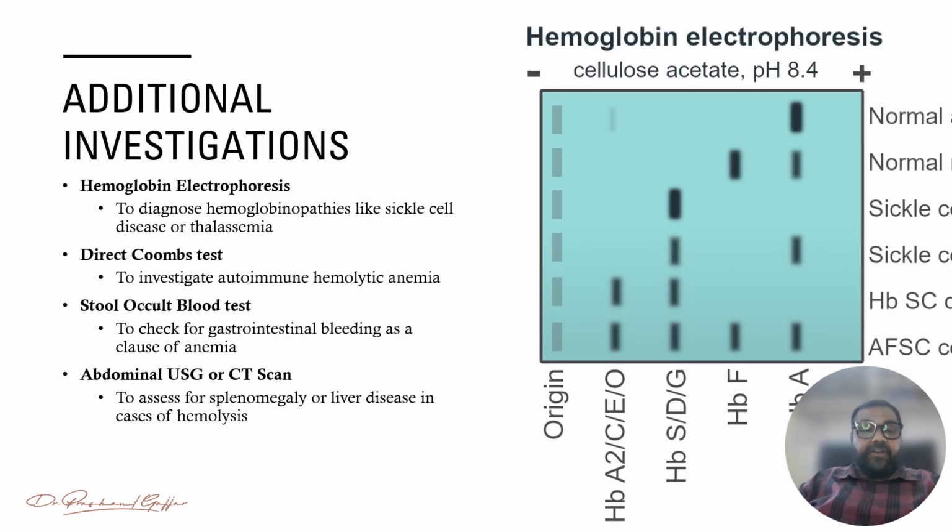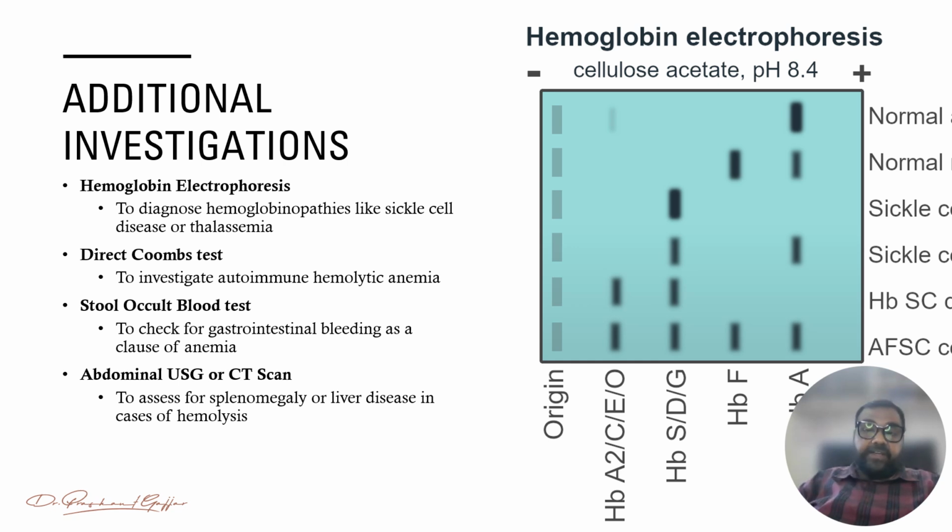So first, HB electrophoresis to rule out the different hemoglobinopathies like sickle cell disease or thalassemia. We have to do the direct Coombs test to investigate autoimmune hemolytic anemia, and stool occult blood test to check for GI bleeding as a cause of the anemia, and abdominal USG or CT scan to assess for splenomegaly or liver disease in the case of hemolysis. So these are the additional investigations which we have to perform to diagnose the anemia.